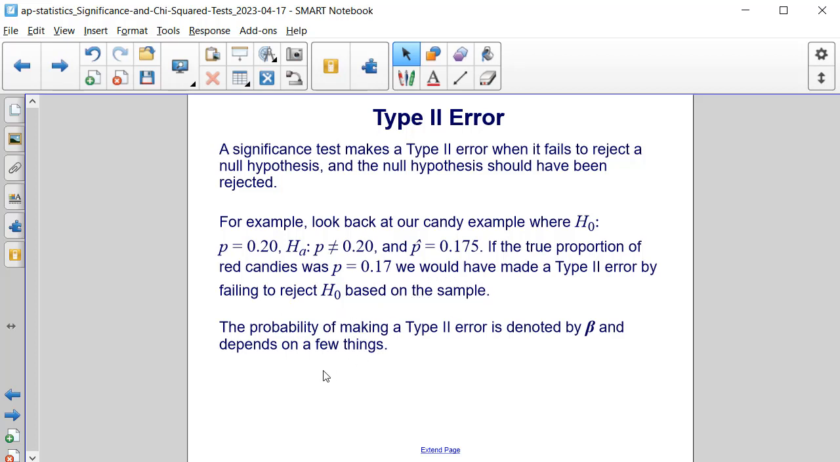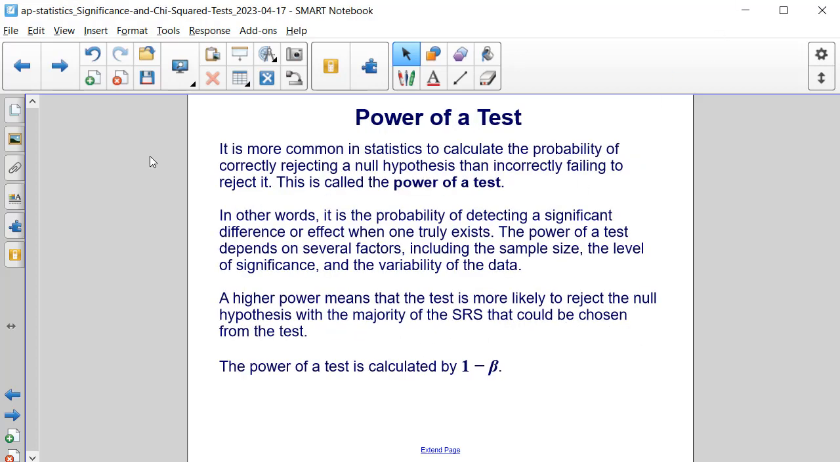The probability of making a type 2 error is denoted by the Greek letter beta, and it depends on a few things. It is more common in statistics to calculate the probability of correctly rejecting a null hypothesis than incorrectly failing to reject it, and this is called the power of a test. In other words, it is the probability of detecting a significant difference or effect when one truly exists.